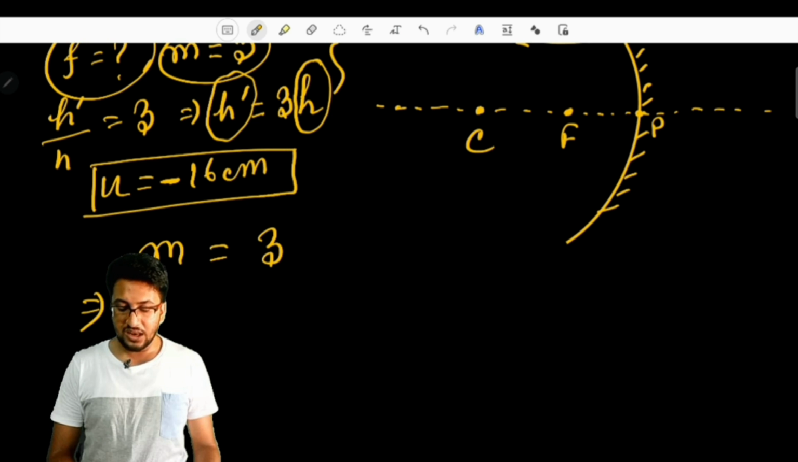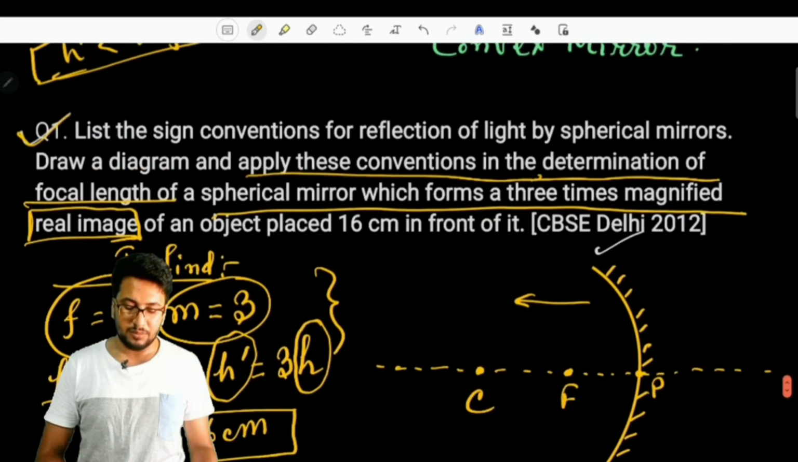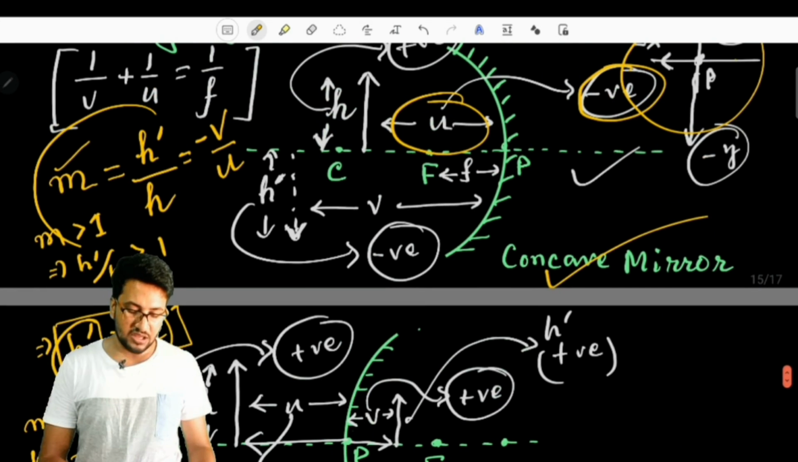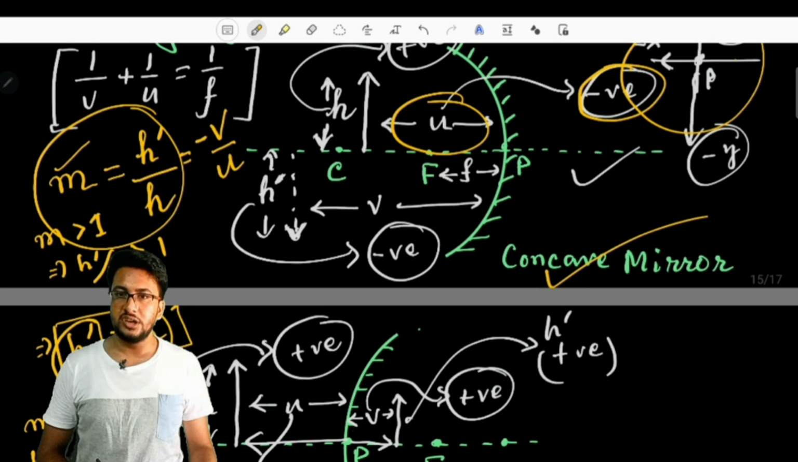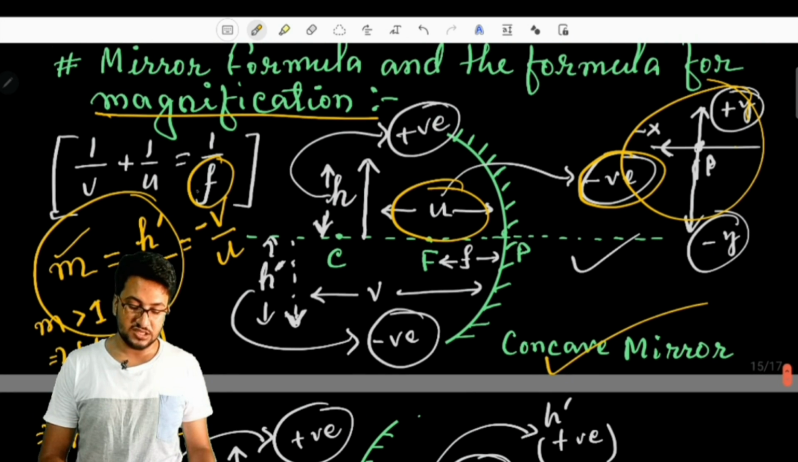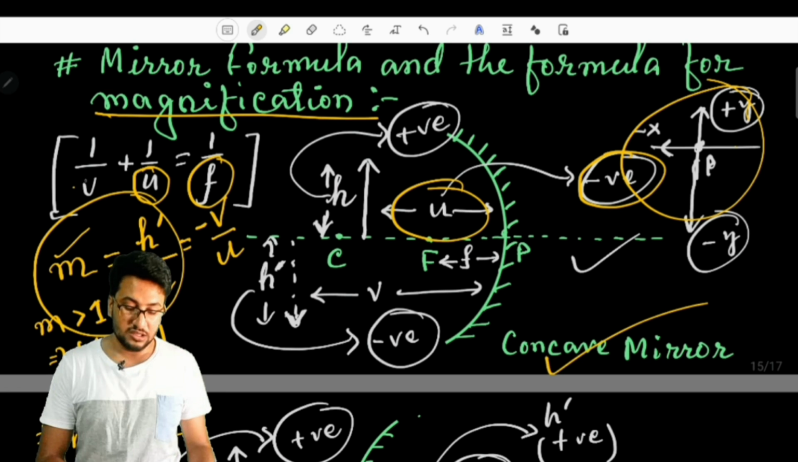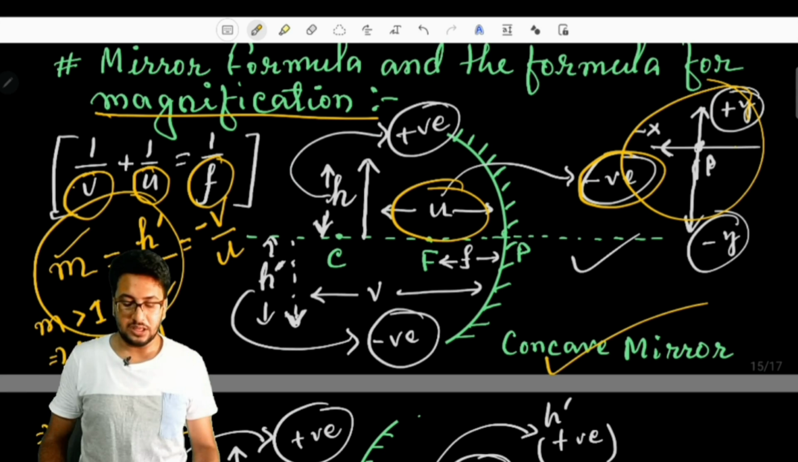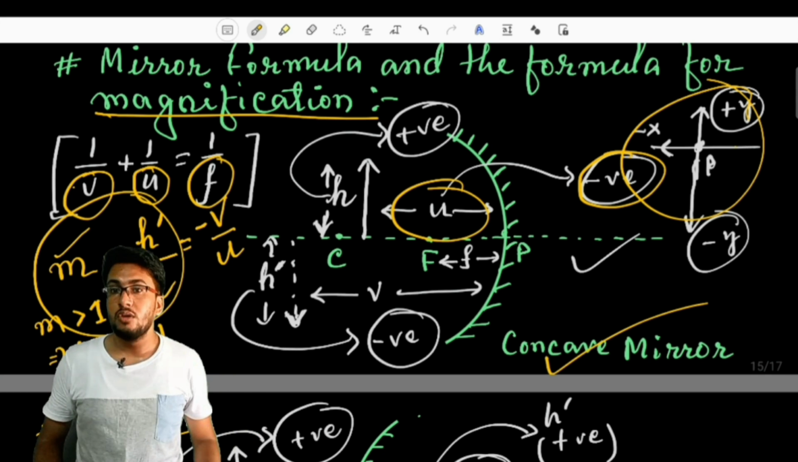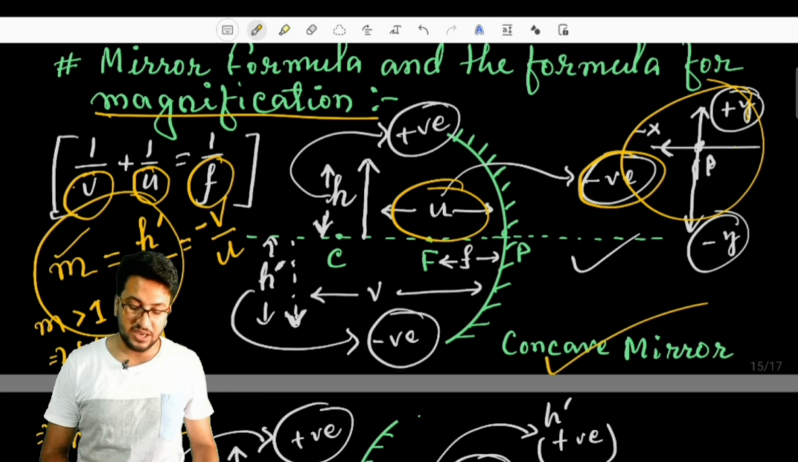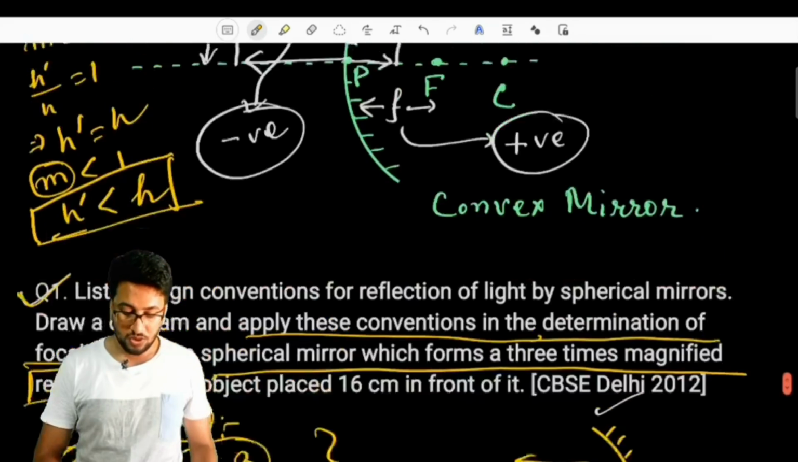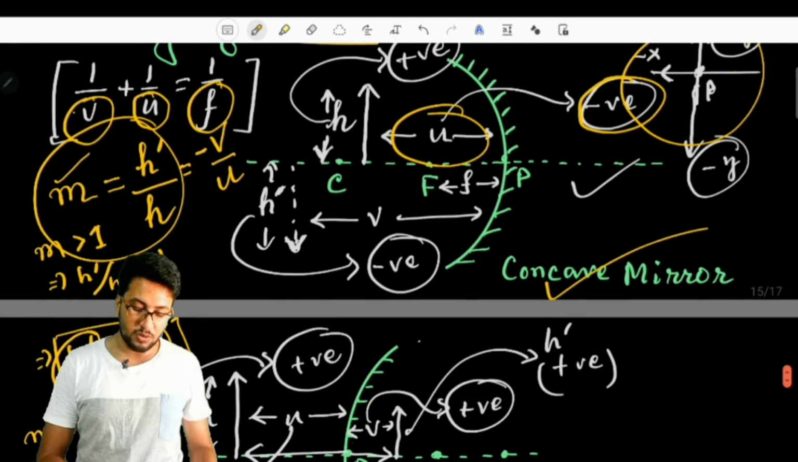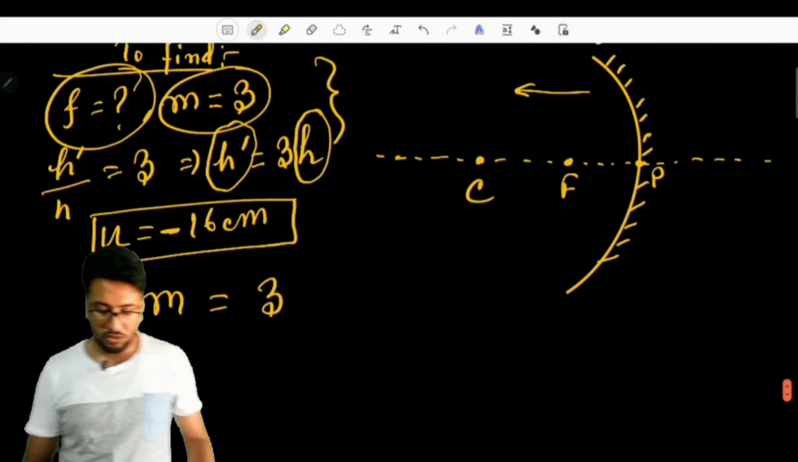If we take the formula magnification as h dash by h, we will not get a benefit here, because we need to find the focus and we are supplied with u. That means another quantity we are looking for is v of the mirror, the image distance. We need to find it firstly before finding the focus, and to do so we will use this formula: magnification is equal to minus v by u. This formula we are going to mention here.